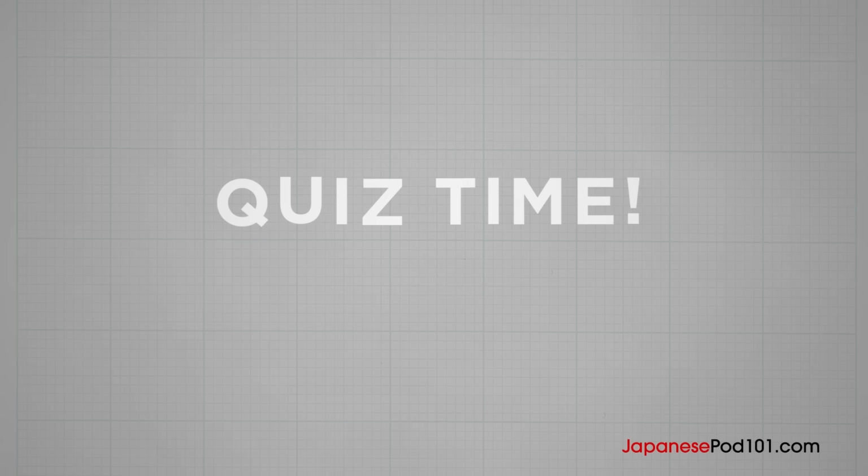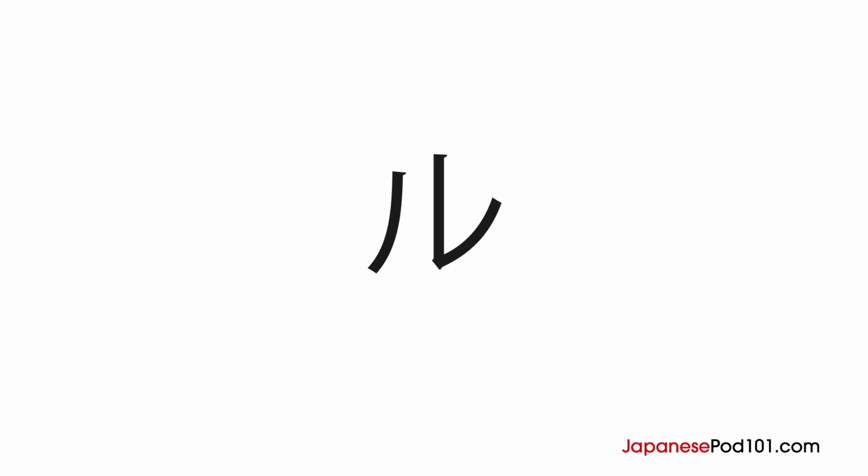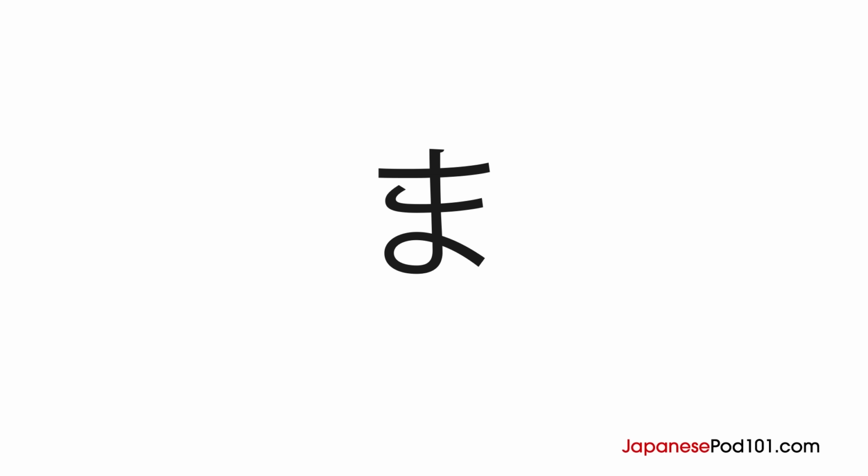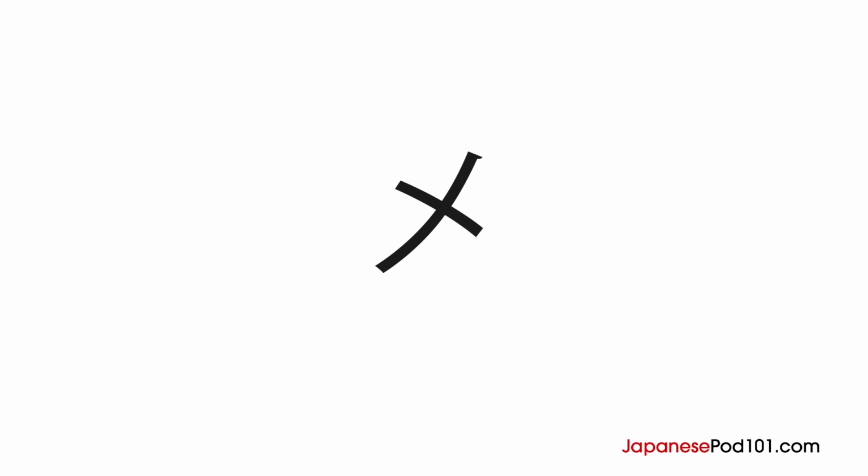Now, let's review what you've learned. I'll show you a character or a word and give you time to say them. Ready? Ru, de, ro, go, ma, ra, me.